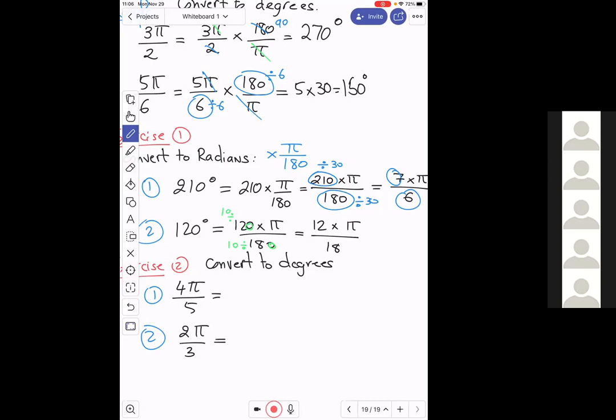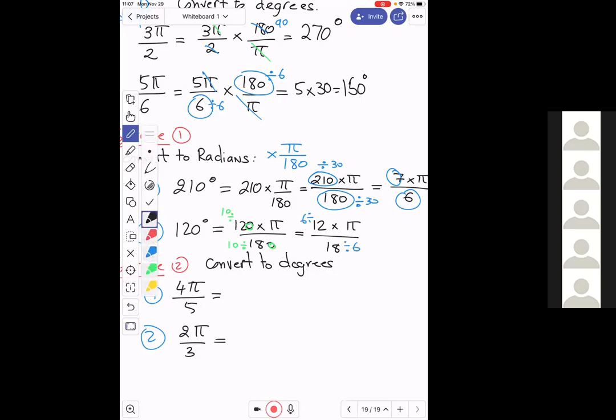Now, can we reduce the 12 over 18? 12 and 18 are both even numbers, so you can divide by 2. Even better, 12 and 18 are divisible by 3, and actually they're divisible by 6. 12 over 6 is 2, and 18 over 6 is 3. So you can reduce this fraction by dividing the 12 and the 18 by 6.